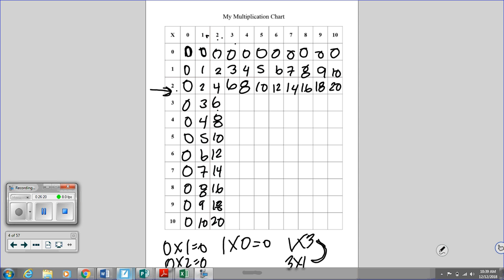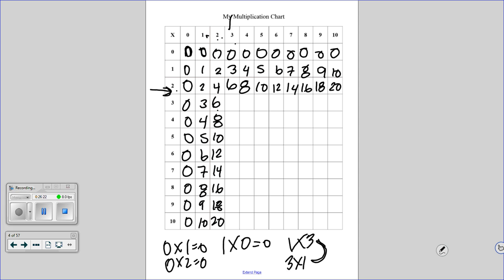So for instance, if I'm looking at my 3s right here, 0, 3, 6, that's counting by 3s. If I look at my 2s over here, 0, 2, 4, 6, it's counting by whatever is denoted in the column or row. Alright, we're going to do our 5s first, and we're going to do our 5s going up and down, vertically.